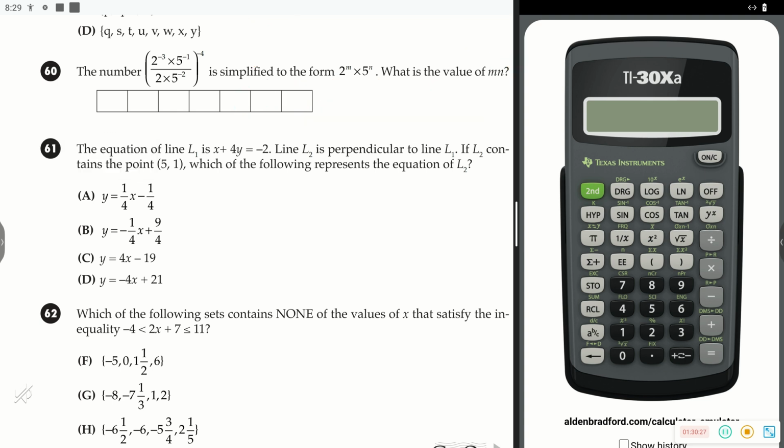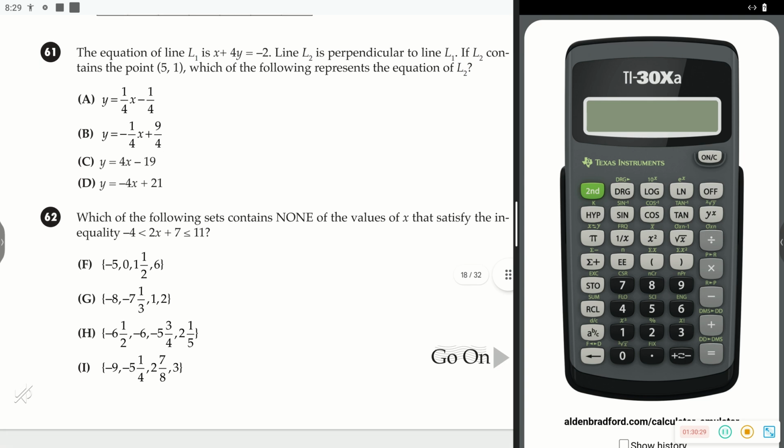That's what we're supposed to do. Number 61. All right, it says the equation of a line L1 is x plus 4y equals negative 2. If L2 is perpendicular to line 1, and if L2 contains this point, which of the following represents the equation for L2? So we're going to be perpendicular to this line, and it has to pass through that point.